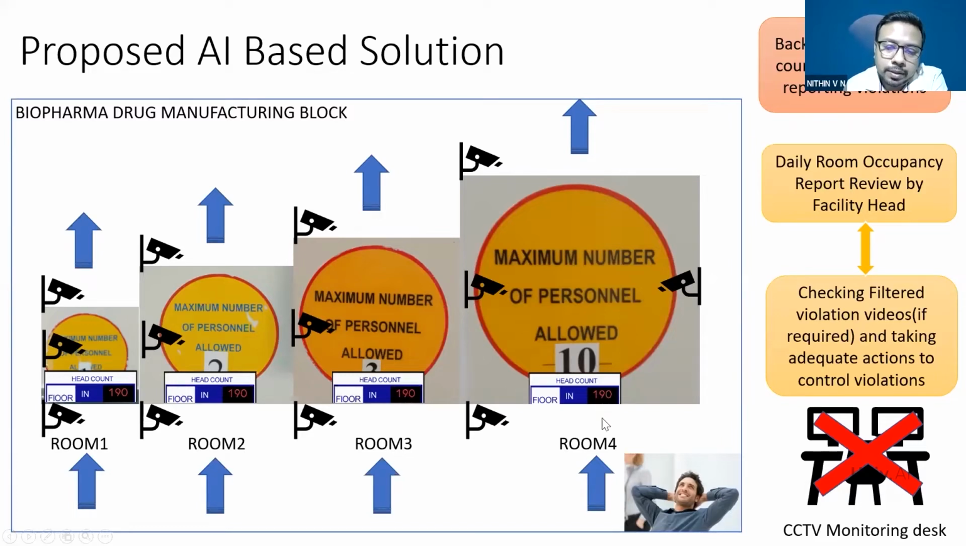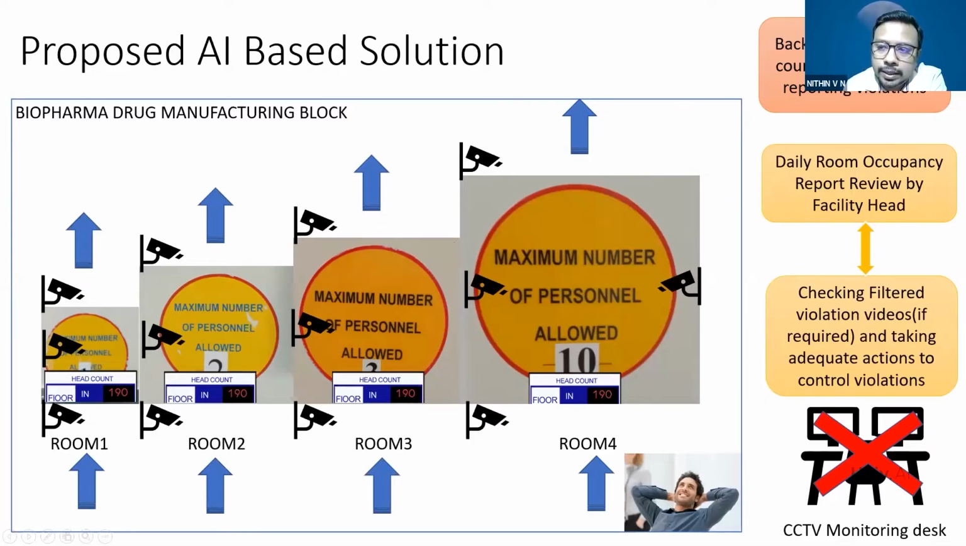If the operator is conscious and still enters the clean room, then it's a conscious violation. That is a different case. But now the problem is that you have a sticker, and the operator is not aware how many people are inside the facility, and he can just blindly go inside. That is what we are planning to control, and we don't need a monitoring desk hereafter. So we are planning to remove this monitoring desk.